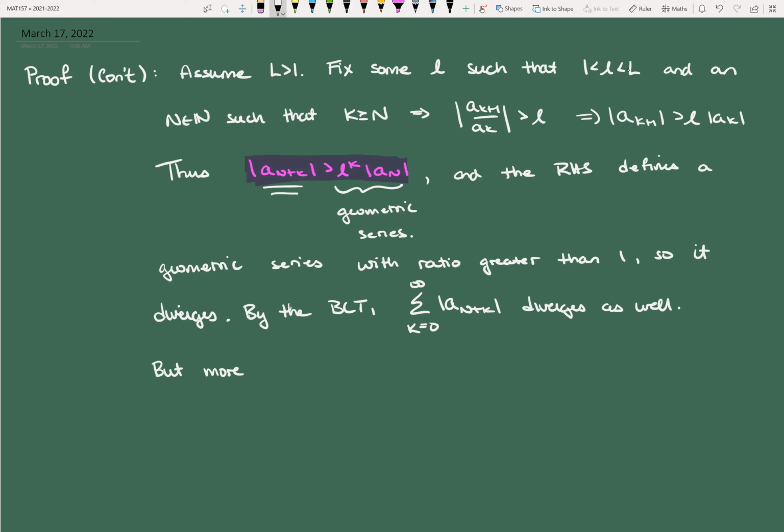So, but more importantly, this is not 0, right? Because it can't be. It's bounded below by this sequence, the sequence on the right-hand side there, L to the k times the absolute value of a_n, and that thing doesn't go to 0. So even by our classic comparison of just sequences, not even series, if the right-hand side goes off to infinity, the left-hand side must as well, right?